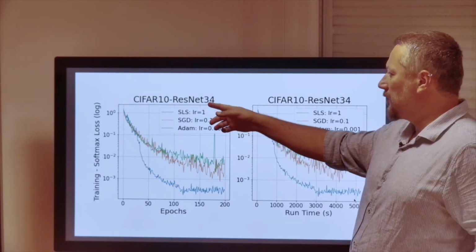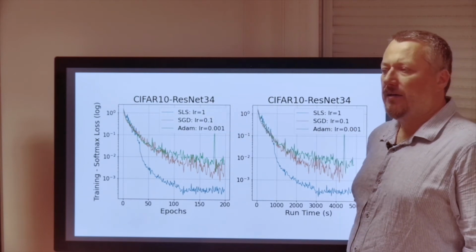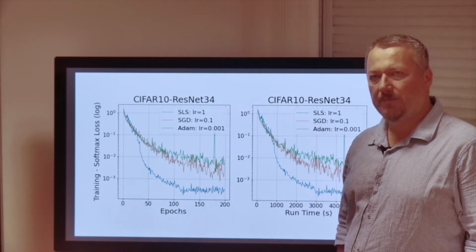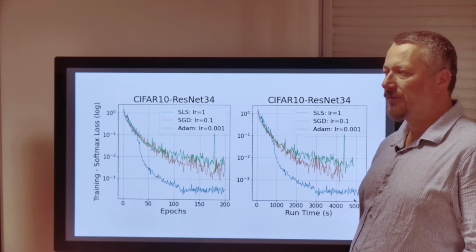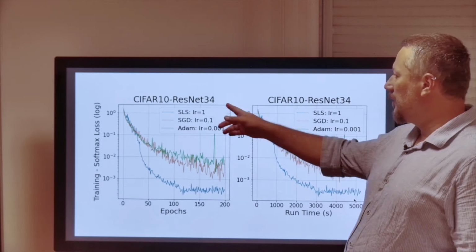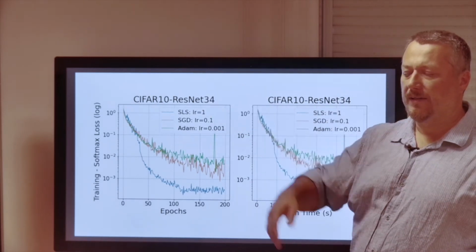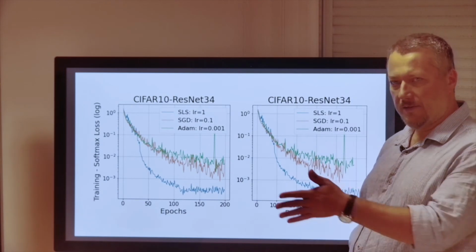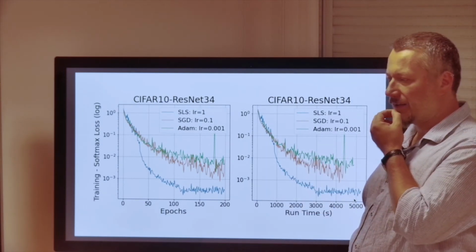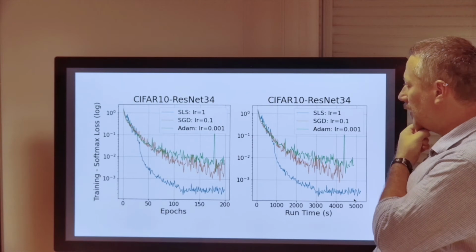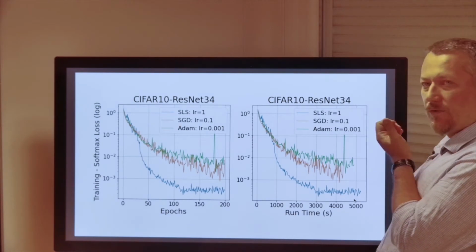And then what we use here is a convolutional neural network, a deep neural network actually, with nearly 34 hidden layers inside.